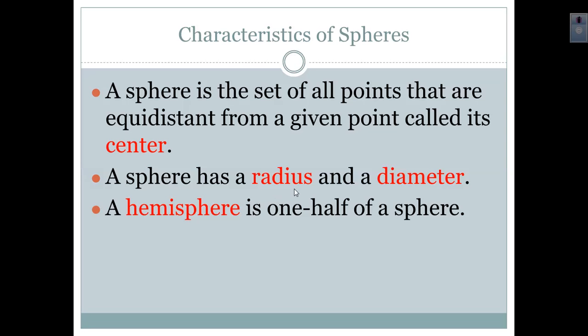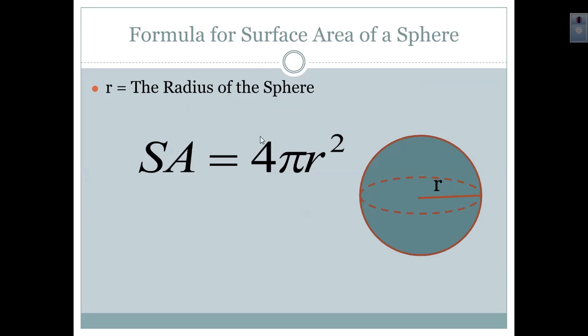A hemisphere is 1/2 of a sphere. Now, the formula for the surface area, this means all the outer edges, is 4 pi r squared. So that means we have to know the radius in order to find the surface area. We'll use the letters SA to represent surface area in all of our formulas.